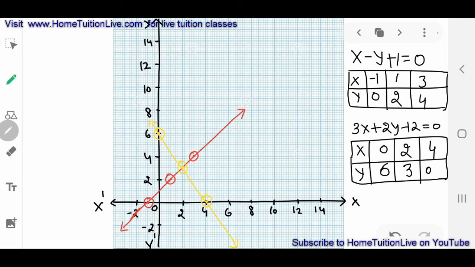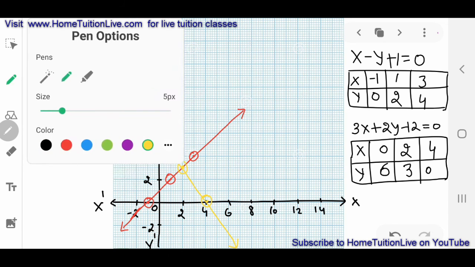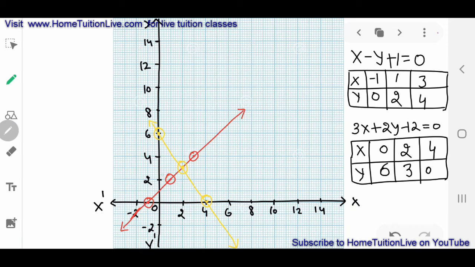Now name the line 3x plus 2y. Now shade the graph as given in the question: the triangle formed by these two lines with the x-axis. This is the triangle formed by these two lines. Okay. Now name the coordinates.